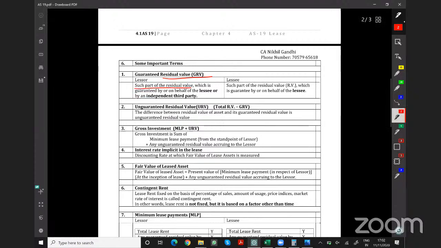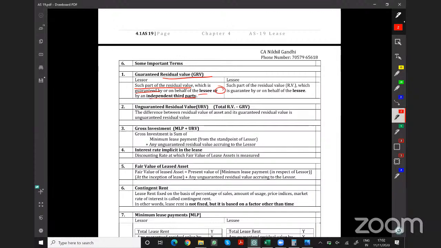Guaranteed residual value is such part of the residual value which is guaranteed by or on behalf of the lessee, or by an independent third party. I have given this mobile to my brother for 10 years. After 10 years, my brother is saying, Nikhil, I will pay you minimum 10,000 rupees. So this is the guaranteed amount given by the lessee. Also, I go to the Apple store and they tell me, Nikhil, we will pay you minimum 7,000 after 10 years. So this is the guaranteed residual value given by the third party.